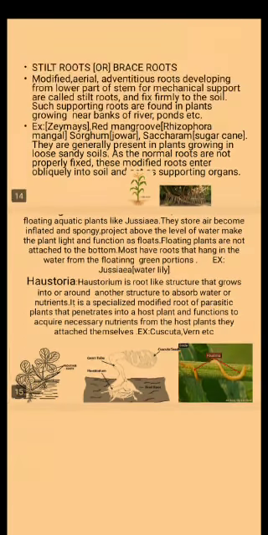You can see the diagram there. You can see how this knob-like structure, the haustorium, pierces and enters into the host plant, where it can get water and nutrients. That is why haustorial plants are parasitic plants. Thank you.